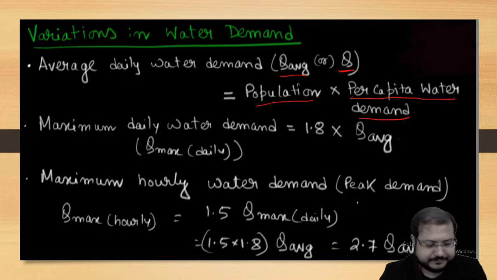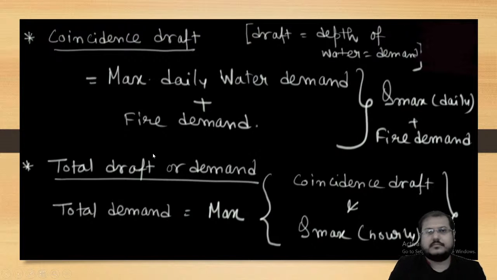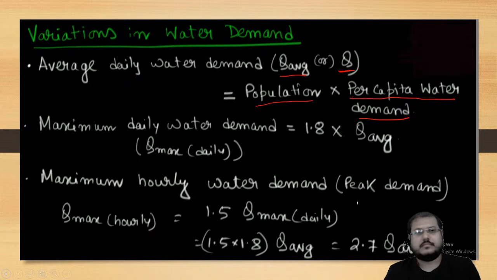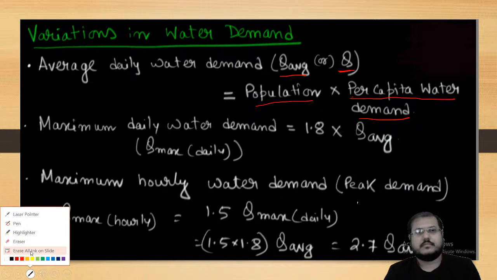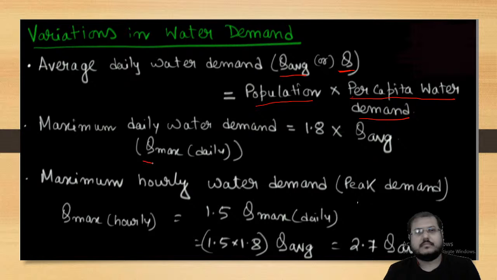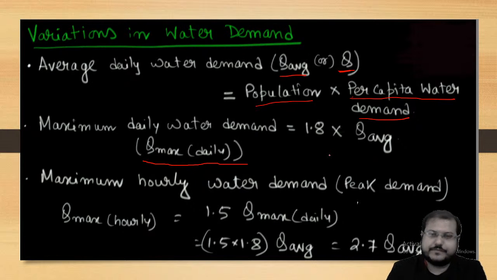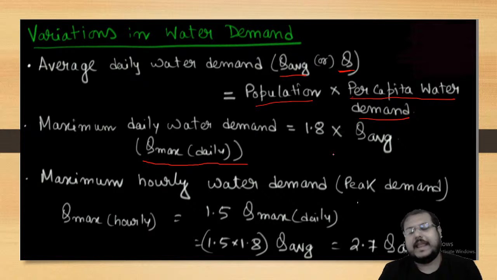After Q average, there will be maximum daily water demand, which is defined by Q max daily and equated by 1.8 into Q average.